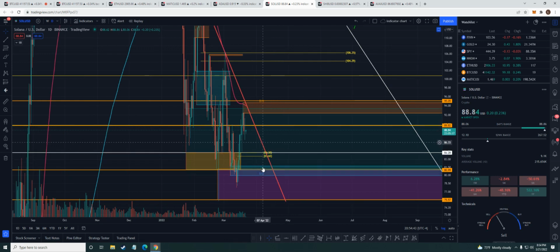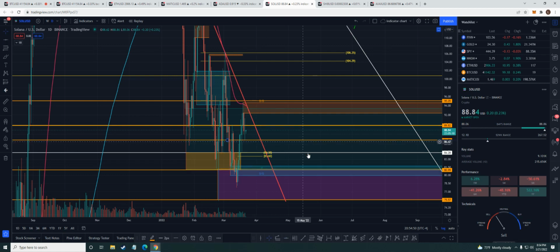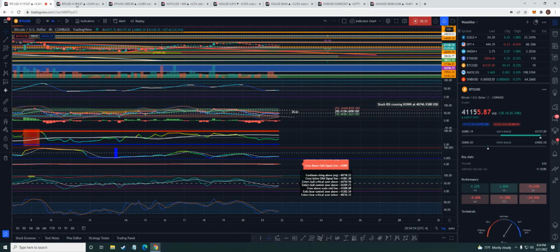And to the downside, let's just see if this previous low at 86 holds up right here. That's what I want to see hold. I don't want to see us creating a new low. If it does, then I'd be looking down at that 84 area.